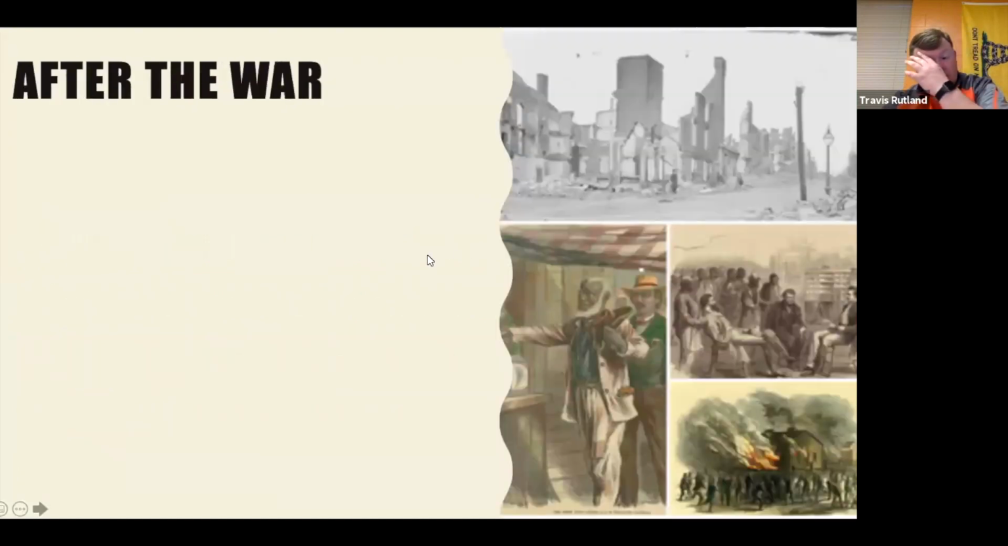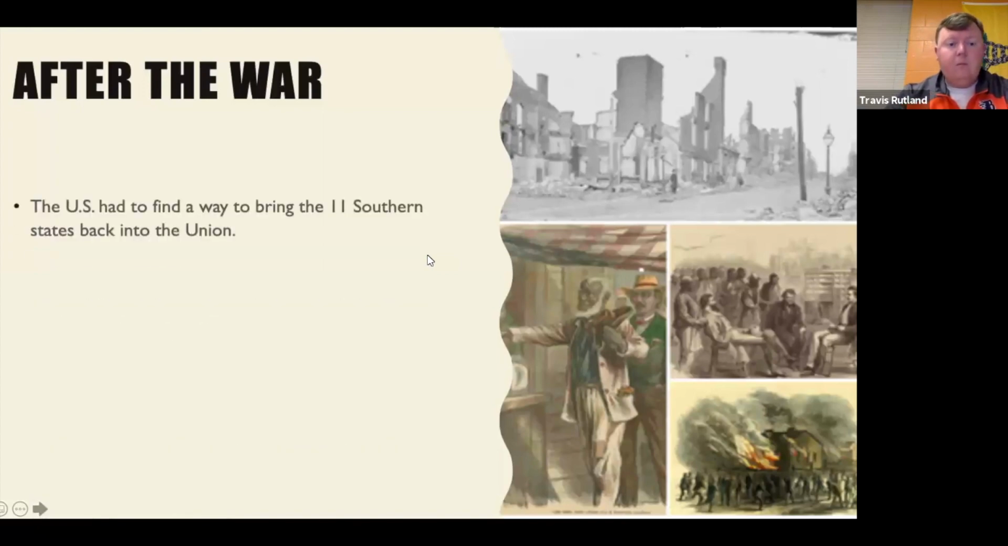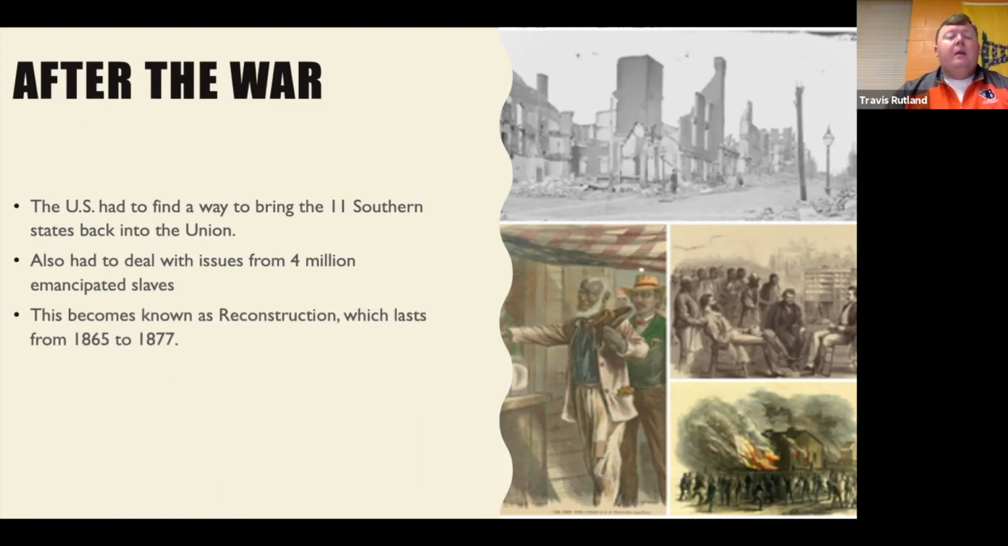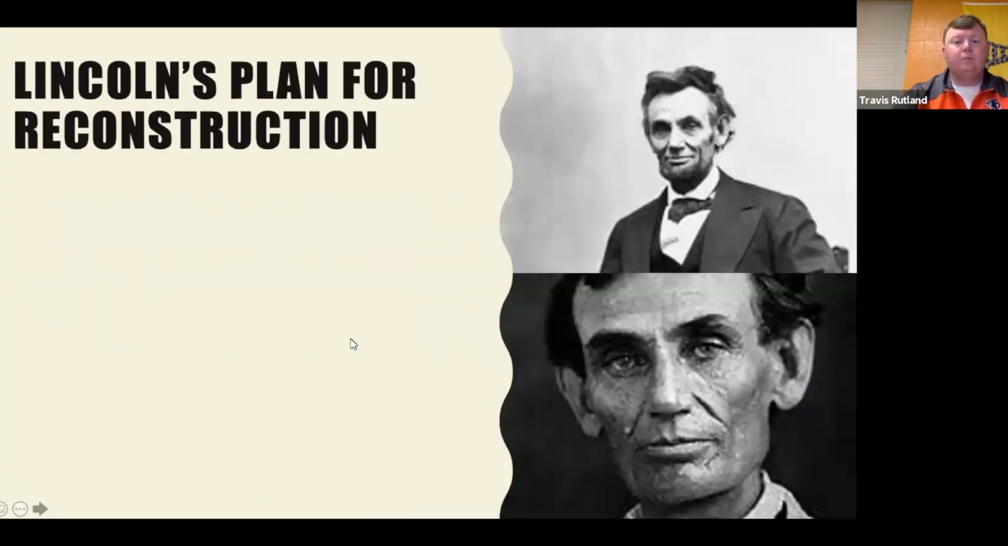Okay, so let's go ahead and get started here. So first thing, after the war, the U.S. had to find a way to bring the 11 southern states back into the Union. They also had to deal with issues from 4 million emancipated slaves. Now, this time period becomes known as Reconstruction, which lasts from 1865 to 1877. So 12 years worth of this rebuilding of the southern United States.